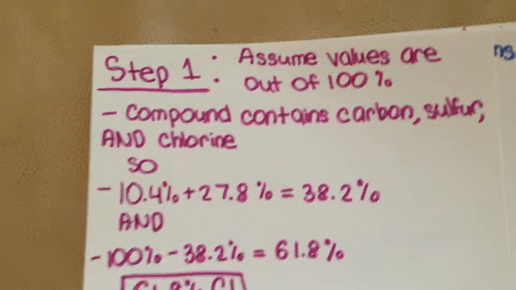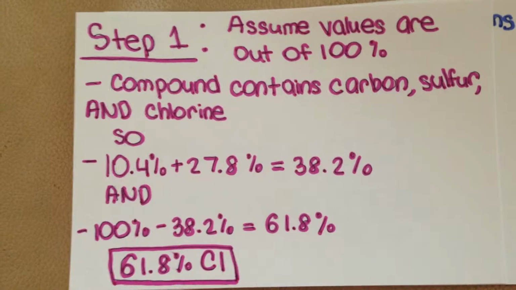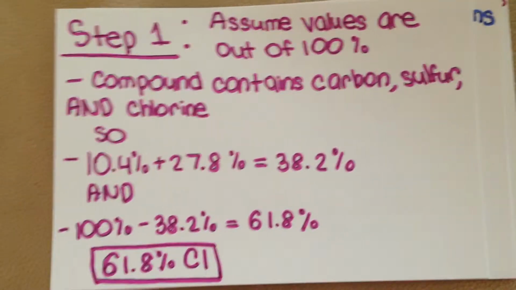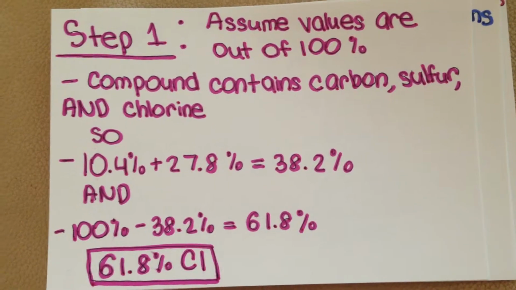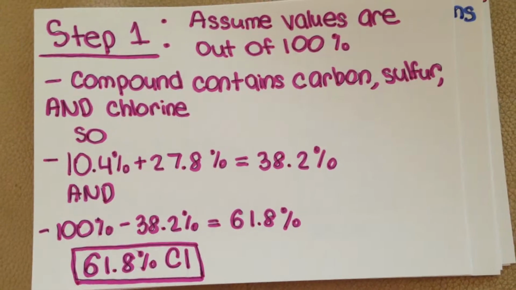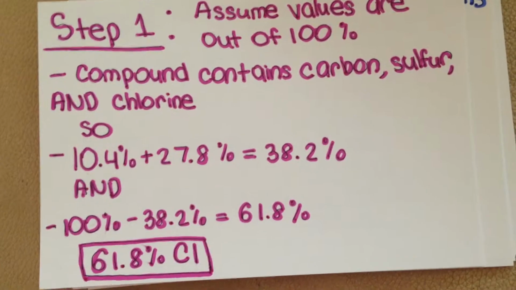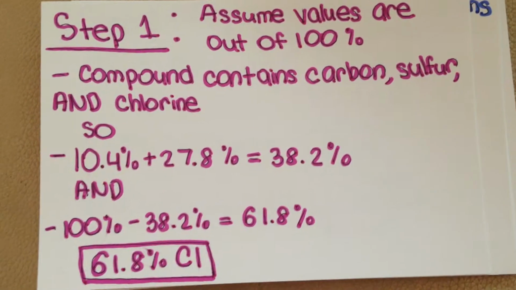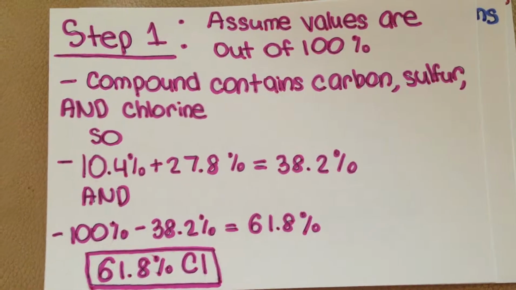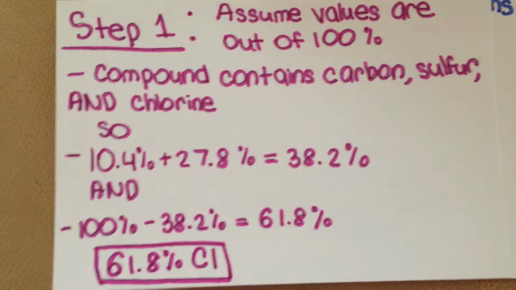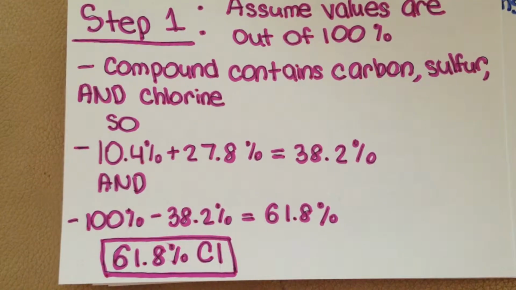For step 1, we would need to assume that these values are out of 100%. The compound contains carbon, sulfur, and chlorine, so we would take 10.4% of carbon plus 27.8% of sulfur to arrive at 38.2%. Then, we would subtract this value from the total, which is 100%. This gives us 61.8% of chlorine.